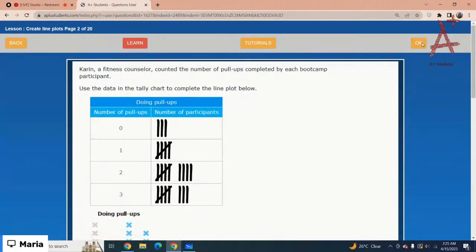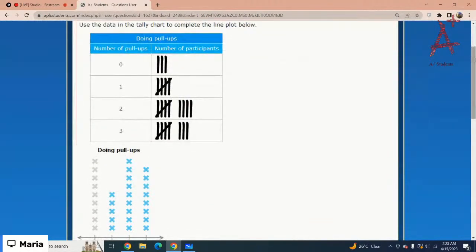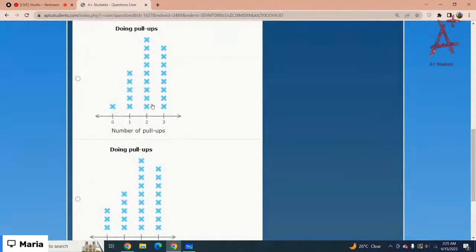Okay, Karen, a fitness counselor, counted the number of pull ups completed by each bootcamp participant. Use the data in the tally chart to complete the line plot below. So the values are 3, 5, 9, 8. Got it? So 3, 5, 9, 8. This isn't the correct option.